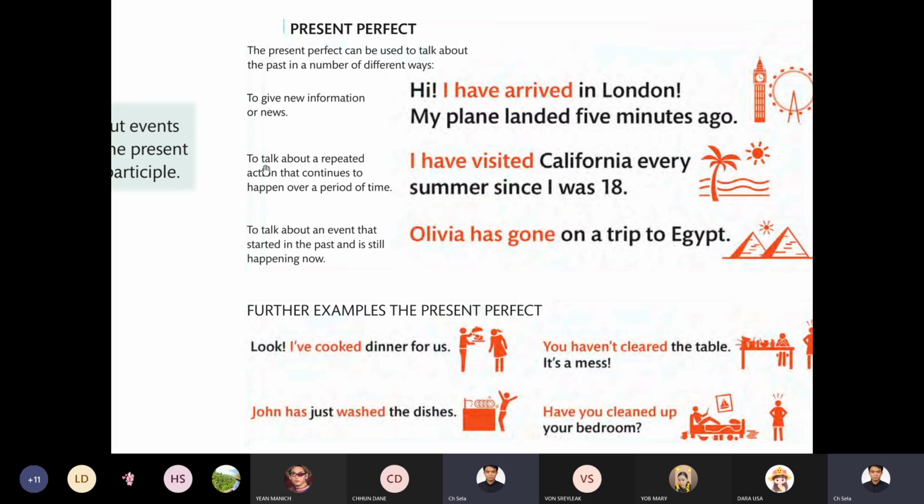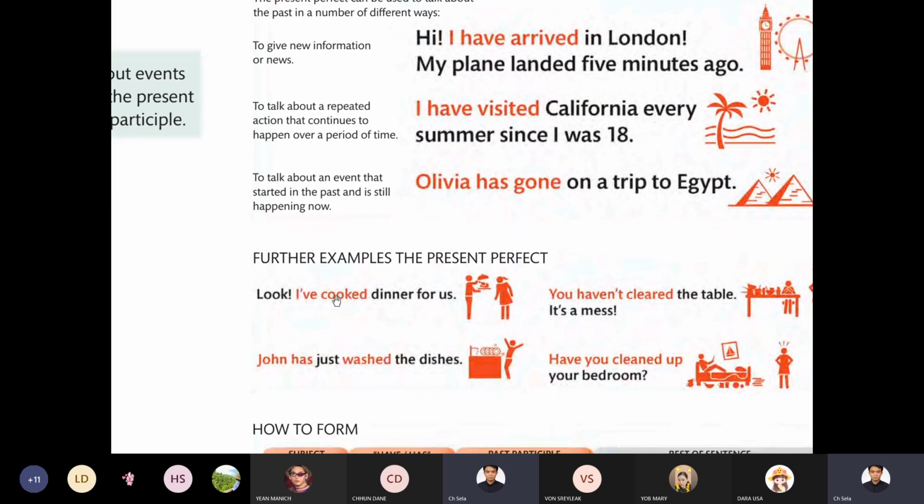Or you can use present perfect to talk about a repeated action that continues to happen over a period of time. I have visited California every summer since I was 18. All right, a repeated action. It is not your habit. It's only a repeated action. Okay. To talk about an event that started in the past and is still happening right now. The result is right now, like Olivia has gone on a trip to Egypt. Right now, she's still there, okay? So you can use present perfect instead of other tenses.